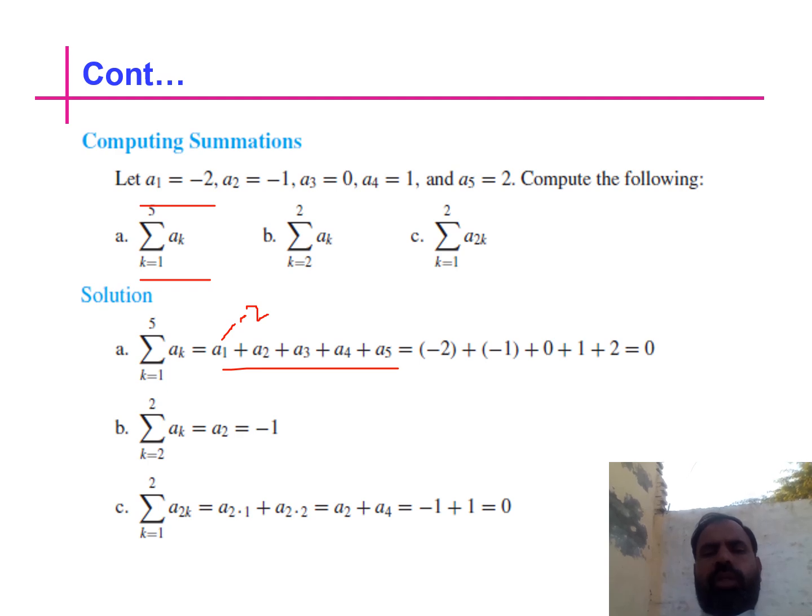And if we find a_2k, it means a_(2·1) plus a_(2·2). So a_(2·1) means a2 and a_(2·2) means a4. So the second term is minus 1 and the fourth term is 1. So this will become 0.